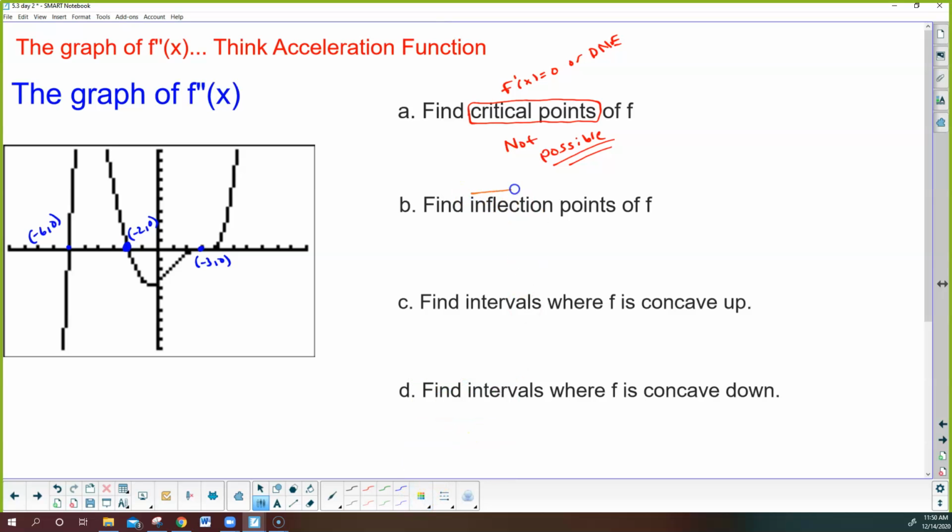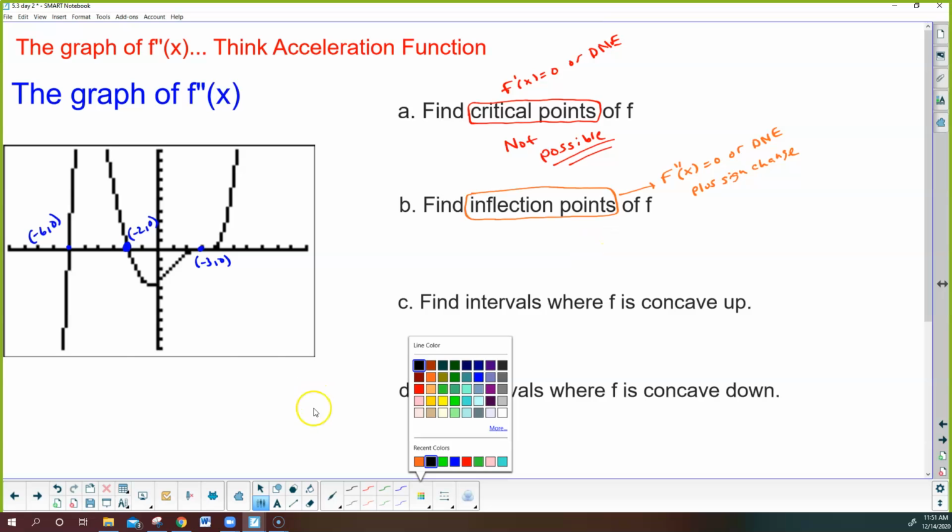So let's look at what we want to focus on then. Inflection points. All right, what do we know? Well, inflection points occur when f double prime of x is 0 or it does not exist, plus there has to be a sign change. Okay. Now, once you get good at this, you'll be able to look at this graph and quickly figure out where there are points of inflection or not.